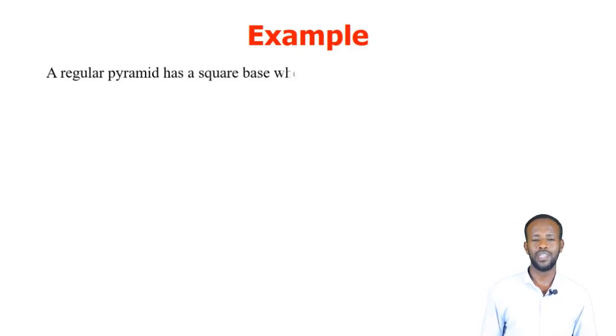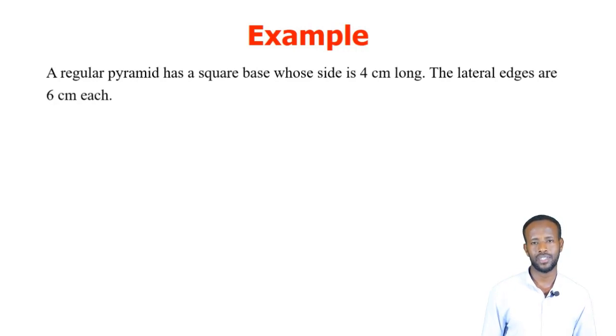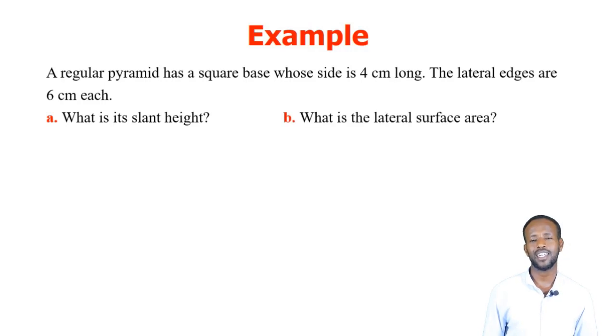A regular pyramid has a square base whose side is 4 cm long. The lateral edges are 6 cm each. A. What is the slant height? B. What is the lateral surface area? C. What is the total surface area?